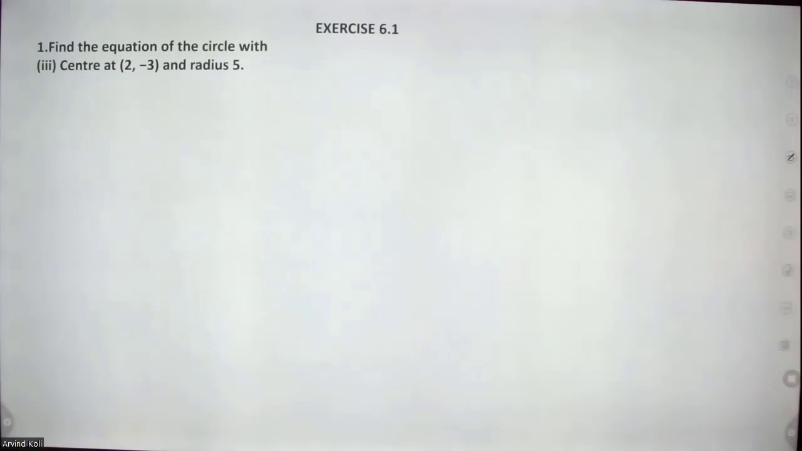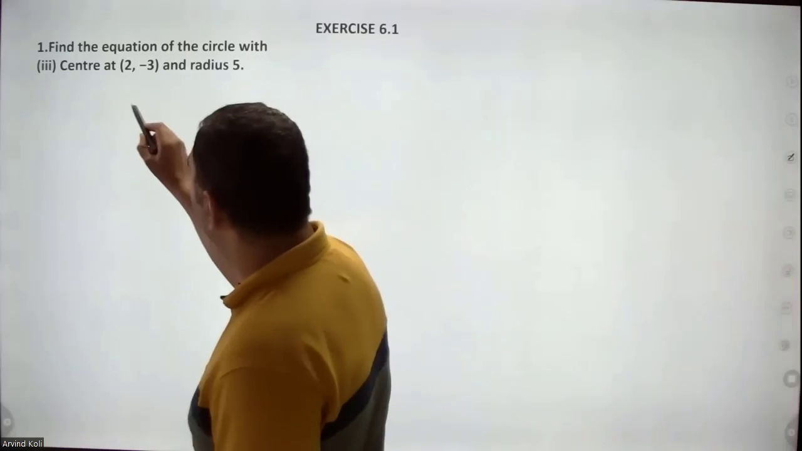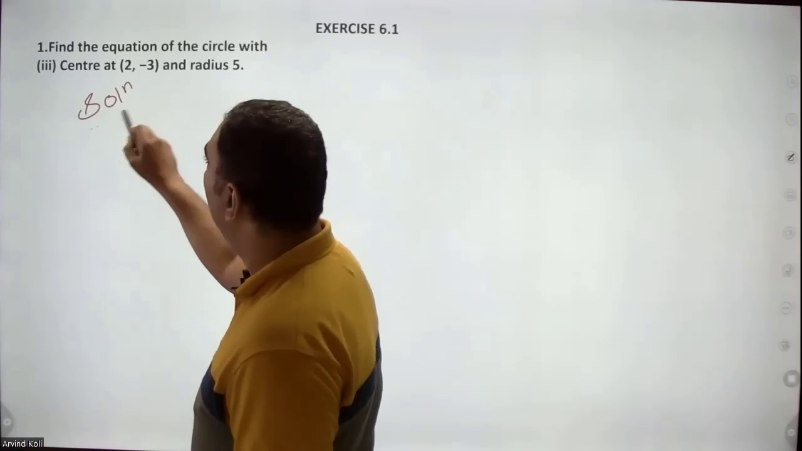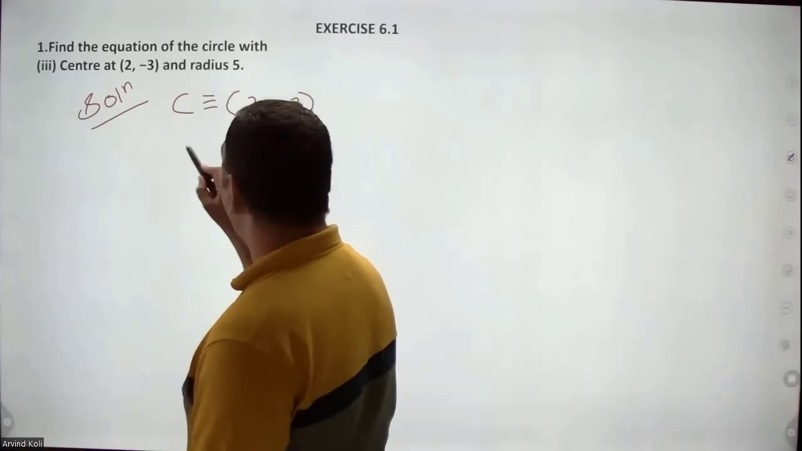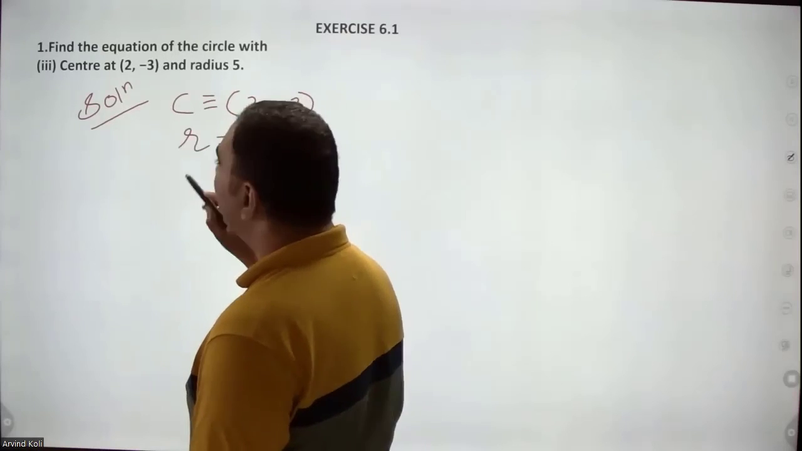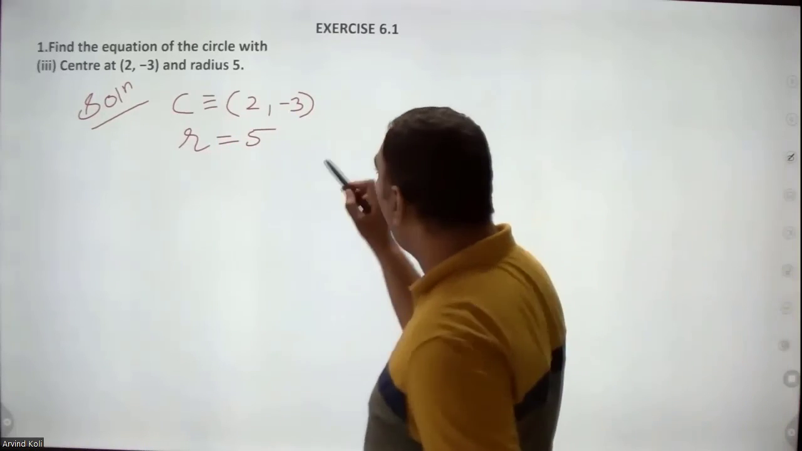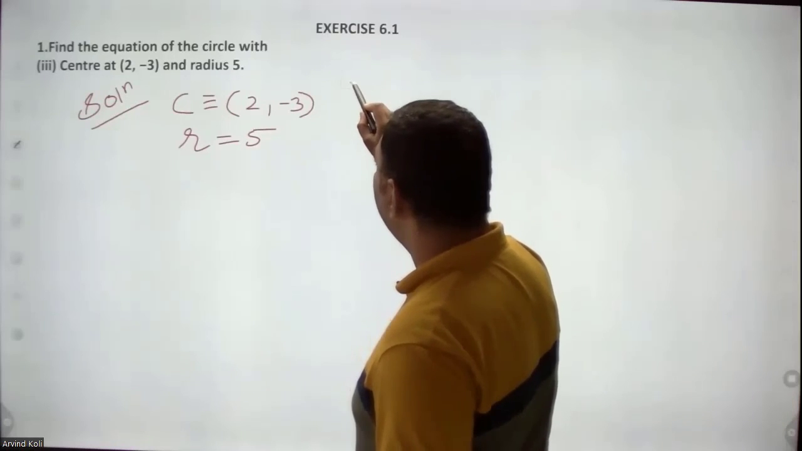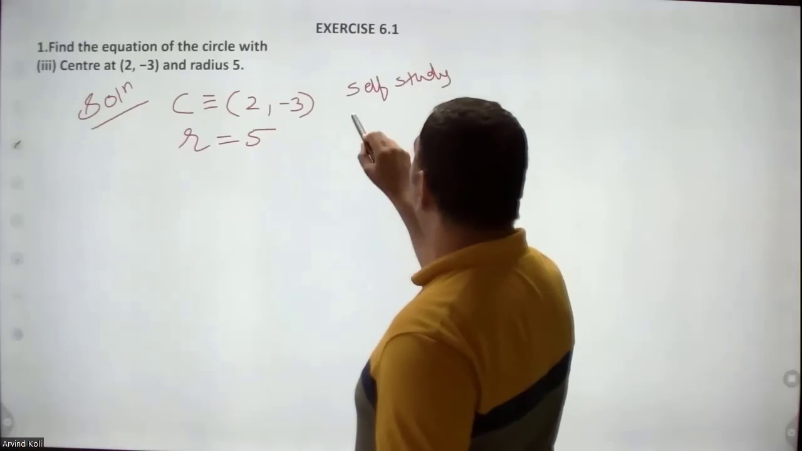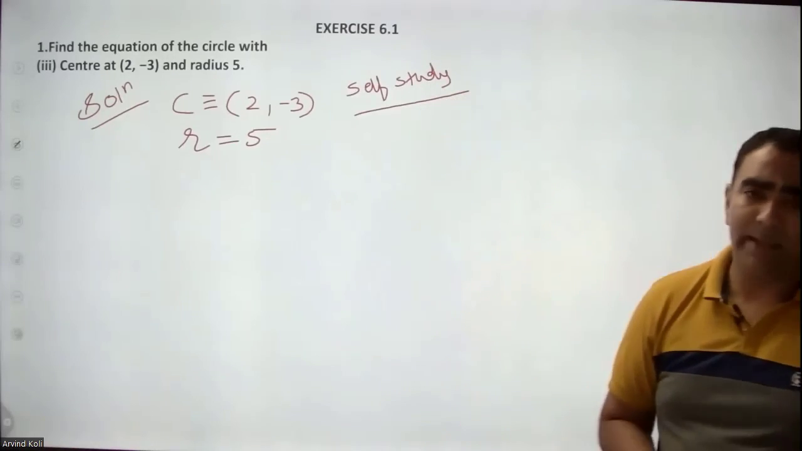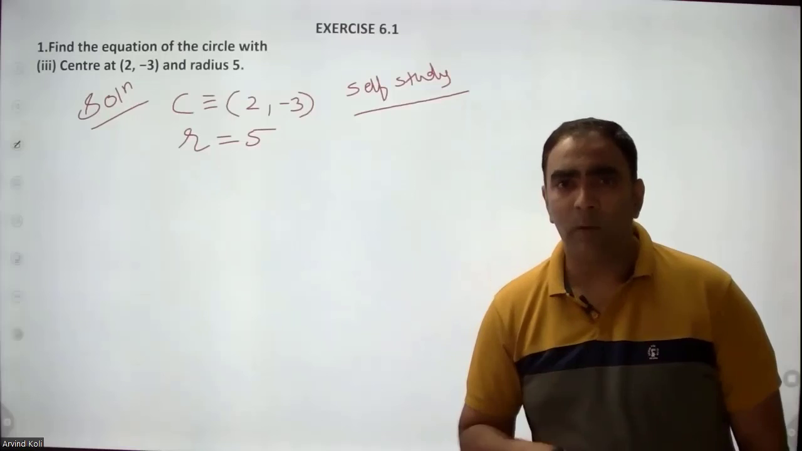Now finding the equation of the circle with center. Now this time center is 2 comma minus 3 and radius is 5. This is exactly similar to the sum that we had done just now. So I would like you all to practice this sum on your own. ये आप लोग self study से करेंगे. This is your homework sum also. You can take it that way. This you all will solve and you all will get the answer. If you have any difficulty, you can always let me know.